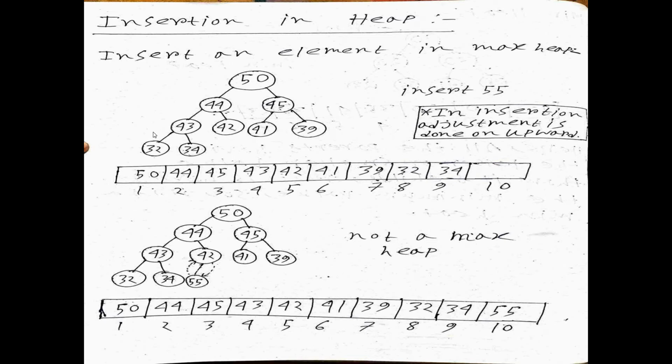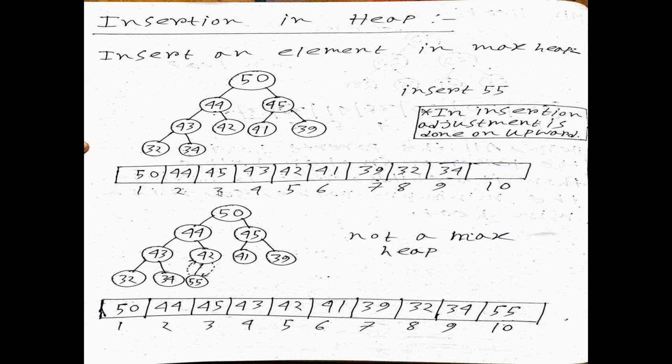That means obviously now this level is empty. So up to this level is filled. Now this one is also filled. So obviously this 55 is coming on the left child of the 42. Yes, right. But now we have a question. Is this a complete binary tree? Yes, it is a complete binary tree. Is it a max heap?